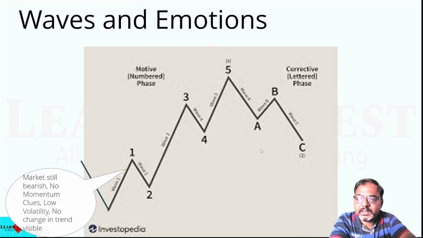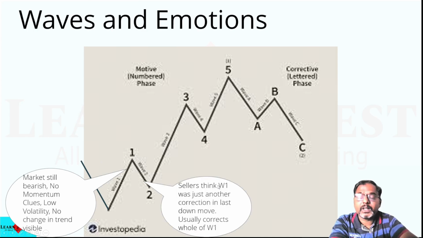So let's start with wave 1. Wave 1 usually starts after a downfall, and here this is an uptrend, you also have the same thing with the downtrend. So in the first wave 1, markets are still bearish. There is no momentum clue. There is low volatility. There is no change in the trend which is visible. So there is just a little bit of movement, but you see a 5 wave series many times.